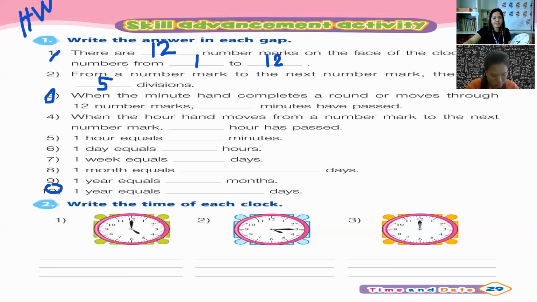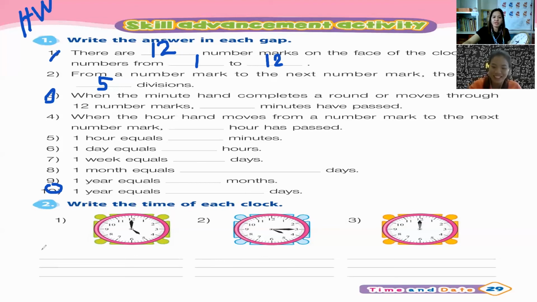And for the second part, write the time of each clock. This is very easy. You can read the time already. Just write it in digital form. Teacher, can you give an example about part 2? How do I need to give an example? This is very easy. First part, number 1.